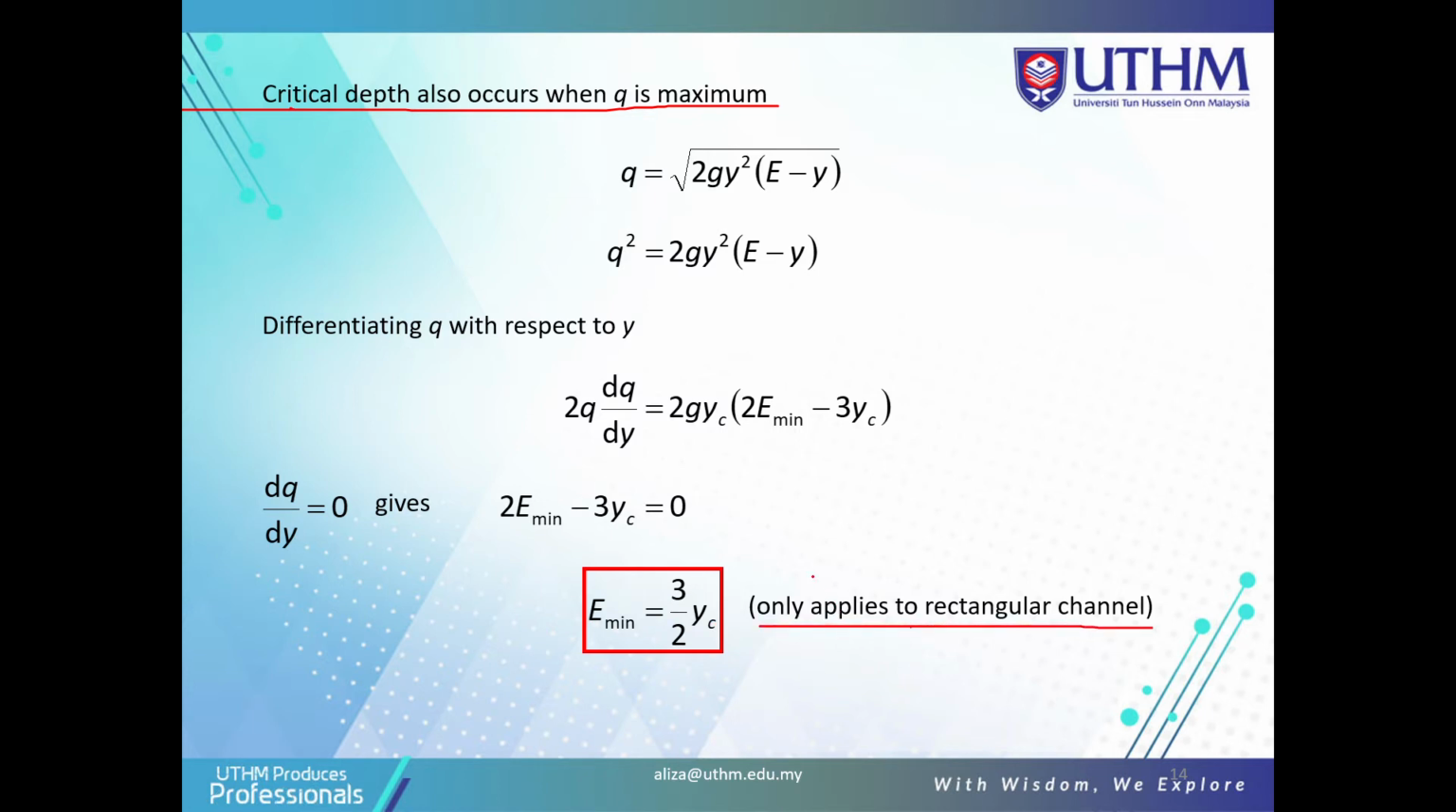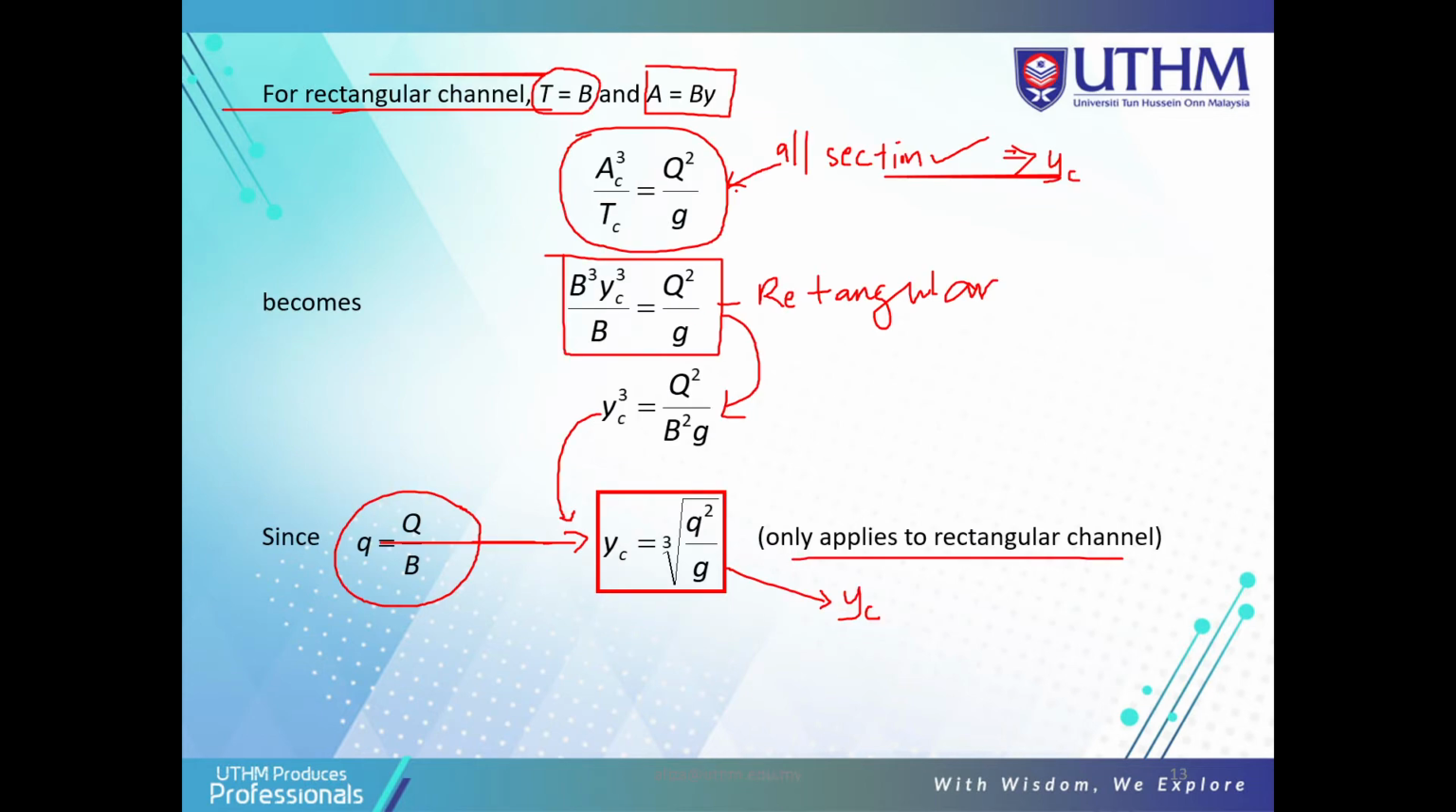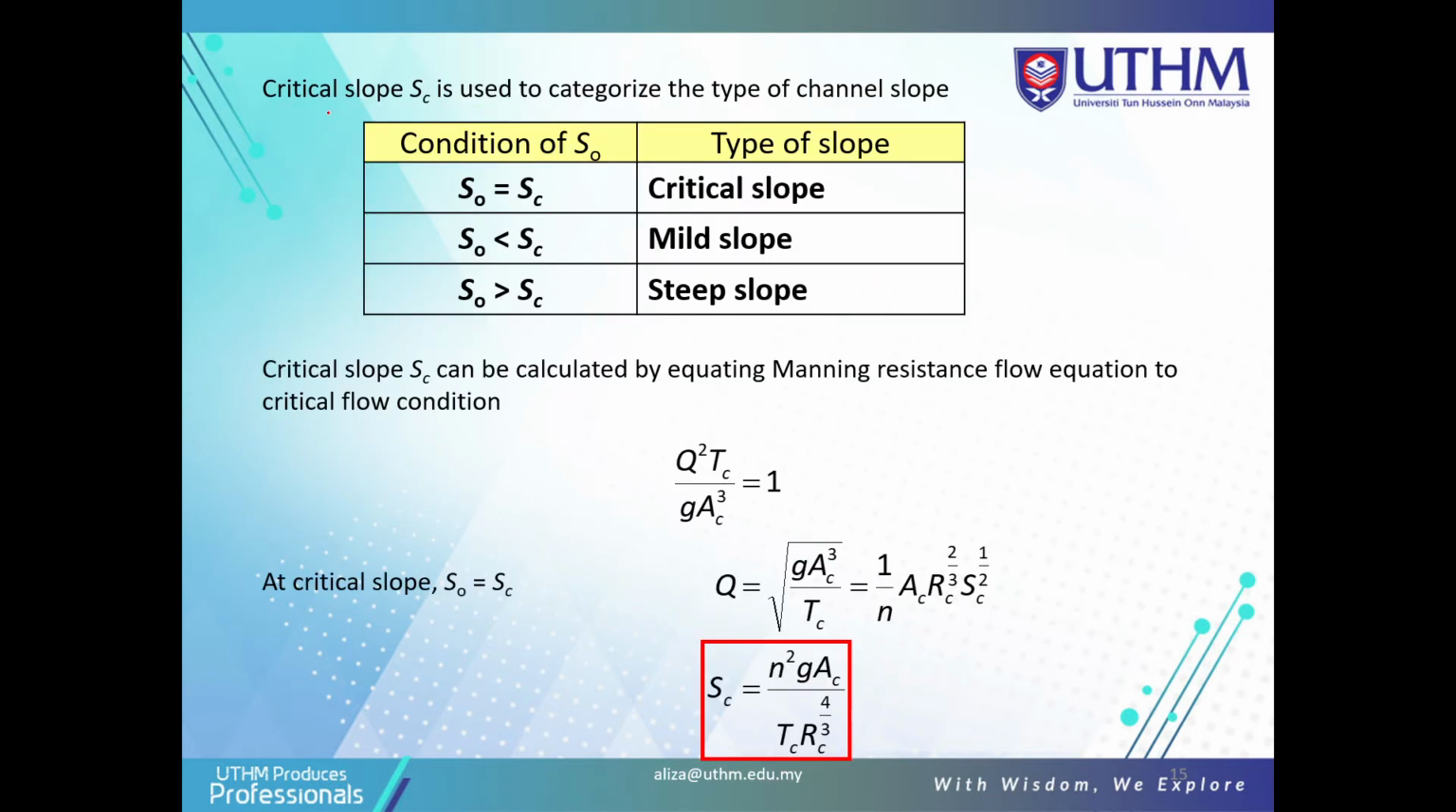If it is another channel, you can apply based on the previous slide, because using the discharge per unit width q is only for rectangular channel. So now it is for rectangular channel to get the E minimum. To get the E minimum for other sections, you must use this formula.